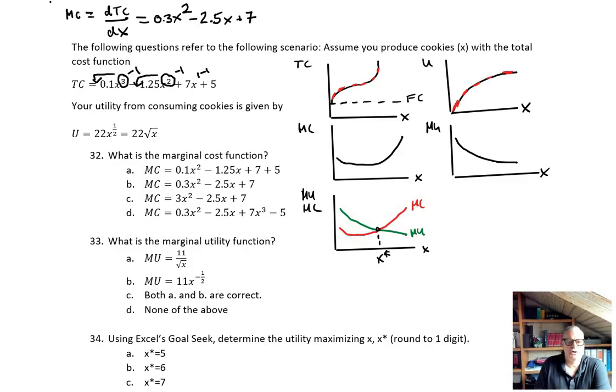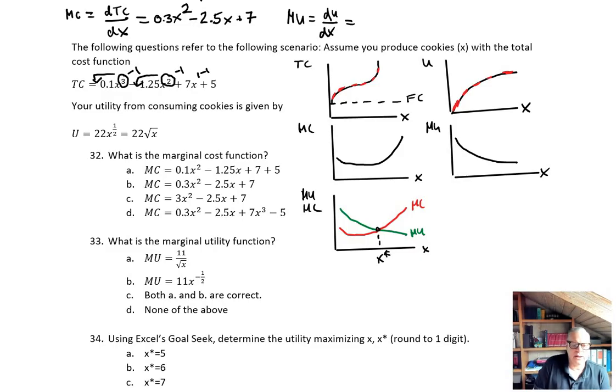So the marginal cost function is 0.3x squared minus 2.5x plus 7. So this marginal cost function would be something like this here. So now let's move to the utility function. The utility function is here. So we start again. The marginal utility is the derivative of the utility function with respect to x.